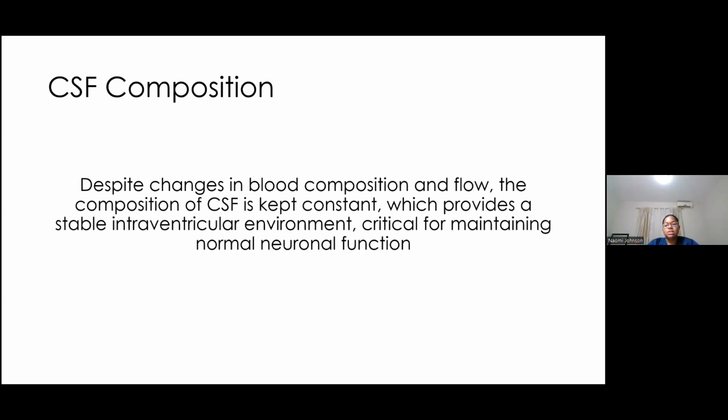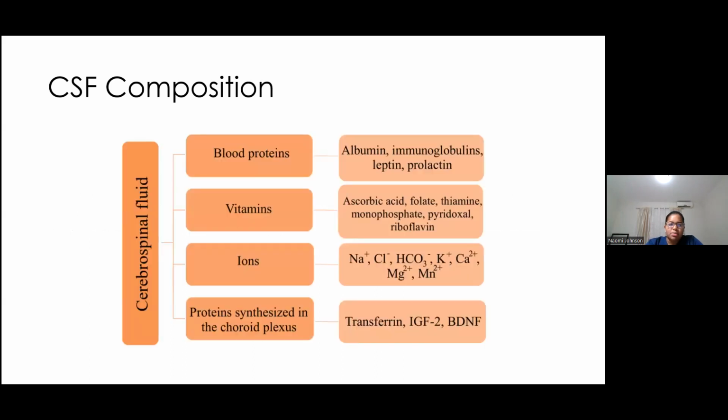So despite changes in blood composition and flow, the composition of CSF is kept constant, which provides a stable intraventricular environment critical for maintaining normal neuronal function. This is just a diagram breaking down the composition of the CSF.